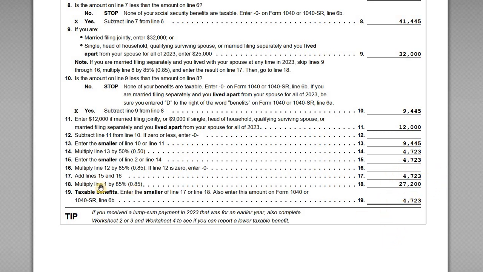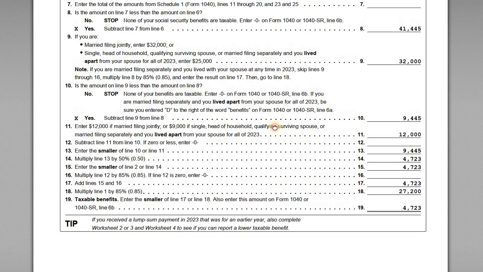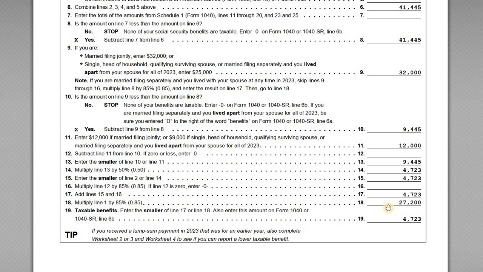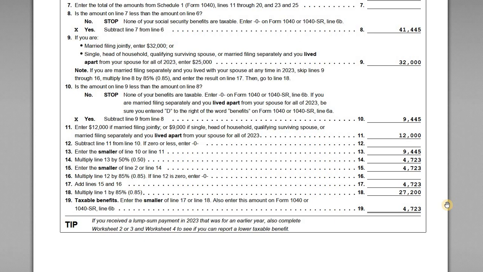4,723. Multiply line 1 by 85%. So line 1 is our total SS benefits, 32,000 times 85%. Remember, that's the ultimate ceiling, right? We can't be taxed on our Social Security benefits more than 85%. And so line 19, the amount of taxable benefits under this fact pattern is the smaller of line 17 or line 18. So we're left with 4,723.